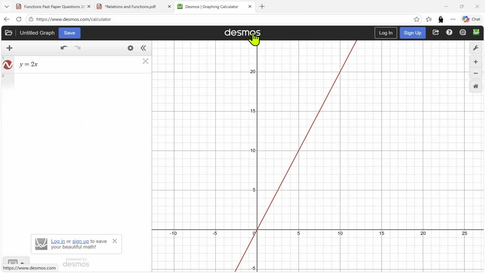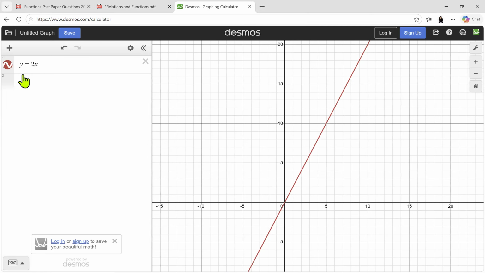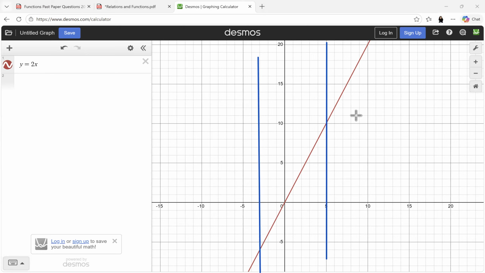Now, this was the function from before, y is equal to 2x. Now look at this, guys. If I were to draw a vertical line at any point on this graph, no matter what, the graph is only going to cut that line at one point and one point only. And because it does that, we know that this relation y is equal to 2x is a function, right?